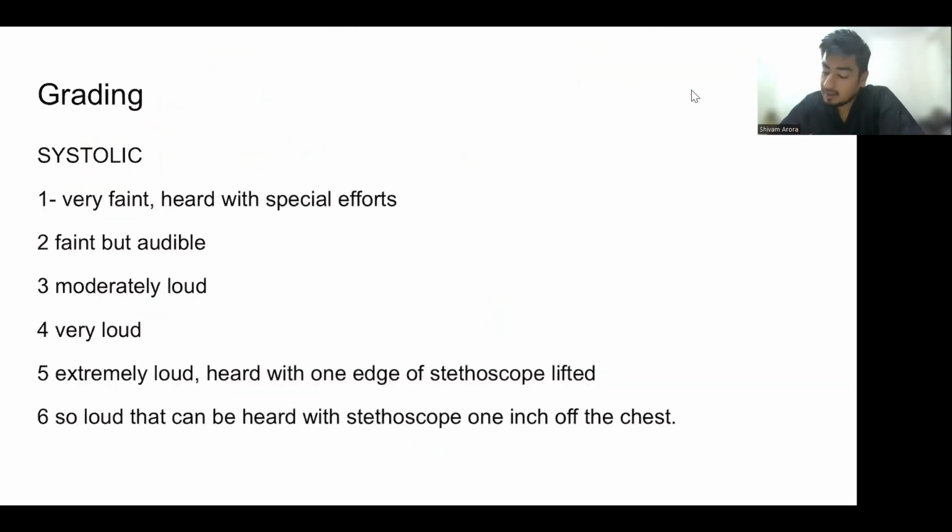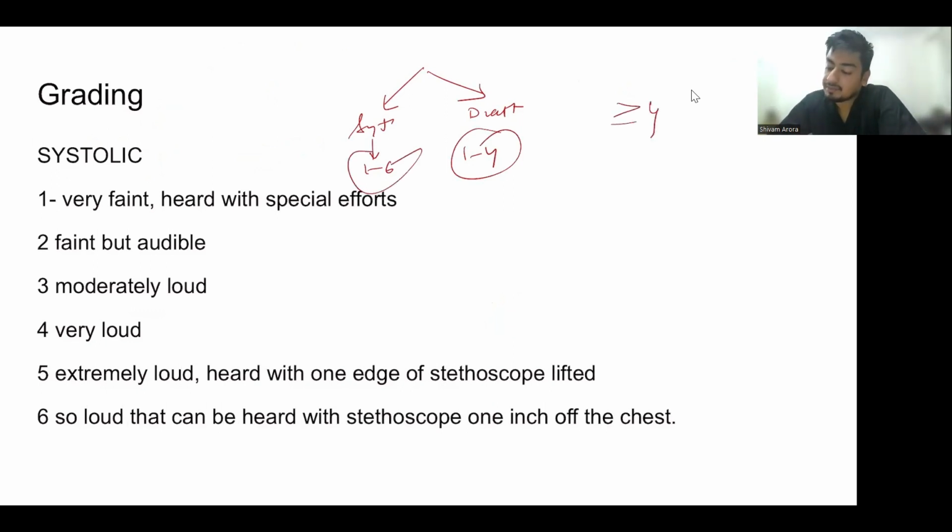Then we'll comment on the grade of the murmur. So for grading, systolic murmur is divided into grade 1 to 6 and diastolic is divided into grade 1 to 4. Both have one thing in common, that if thrill is present, then it is a murmur of grade 4 or more. For systolic murmur, we have grade 1, that is the murmur is very faint and heard only with special efforts. Then grade 2, the murmur is faint but audible. Grade 3 is murmur is moderately loud. From grade 4 to 6, thrill would be there.